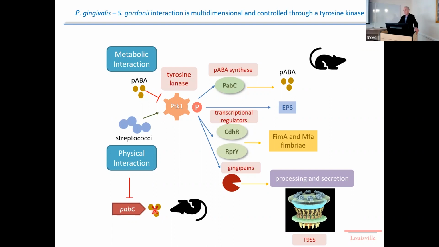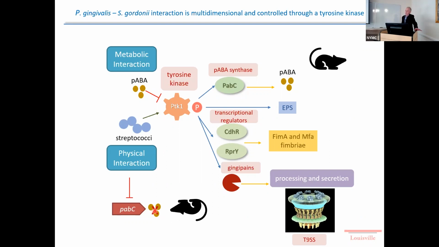What happens if you use a tyrosine kinase inhibitor? Would you prevent the association of the two bacteria because you have a potential disruption of this biology? Yes. There are plenty of tyrosine kinase inhibitors, but most of them are for eukaryotic kinases, and the bacterial kinases are very different structurally. But conceptually, yes.